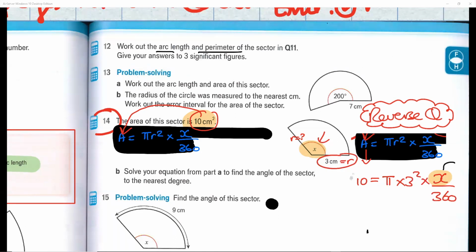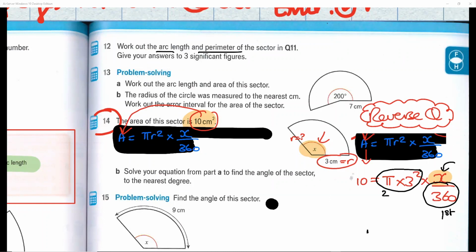So you start at the X, you identify the actions. Remember the technique: start, identify, reverse. Start at X. What's been done to X first? Divided by 360. And what's been done to it next? Times by pi times 3 squared. Beautiful. So remember that technique, Mr. Rion, because you're learning it for the first time. When we do algebra, you start at the letter that you want to make the subject, forget everything else, and look at what's happening to it first. First, it's been divided by 360. Second, it's been timed by pi times 3 squared.